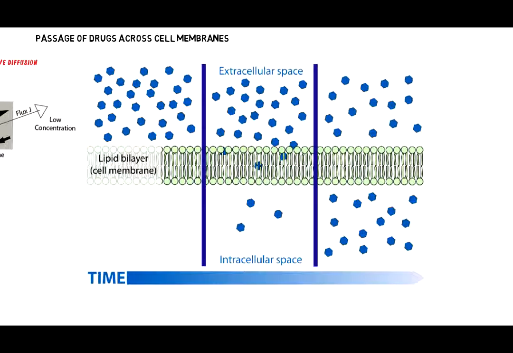Passive diffusion is the major absorption process for most of the drugs. Here in this diagram we can see that there is a higher number of molecules in the extracellular space. Gradually, due to passive diffusion, the number of molecules in the intracellular space increases and there is a balance.